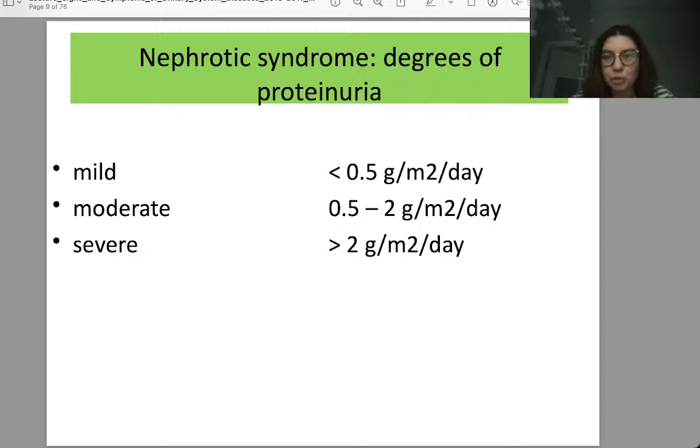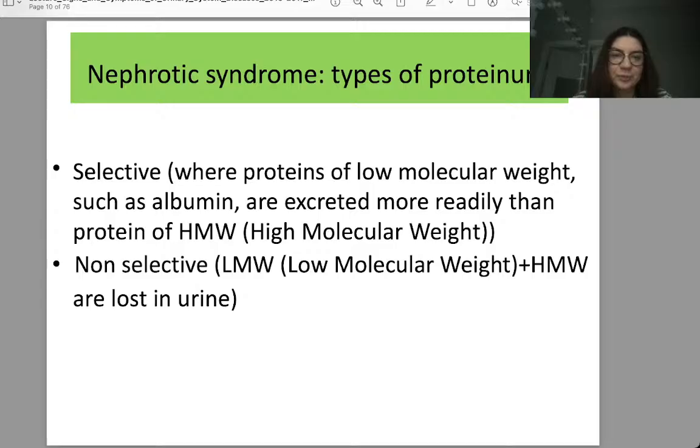Proteinuria can be mild, moderate, or severe. For nephrotic syndrome, as I told you, more than 3.5 is severe proteinuria. If it is less than 0.5, it is mild proteinuria. From 0.5 to 2 grams it is moderate, and more than 2 it is severe.